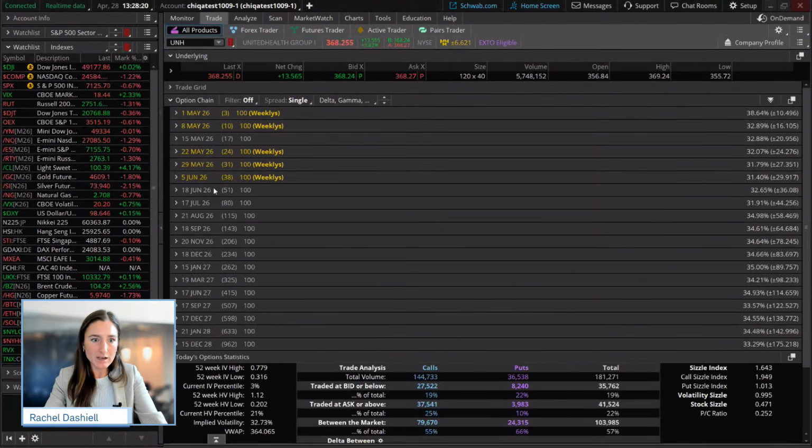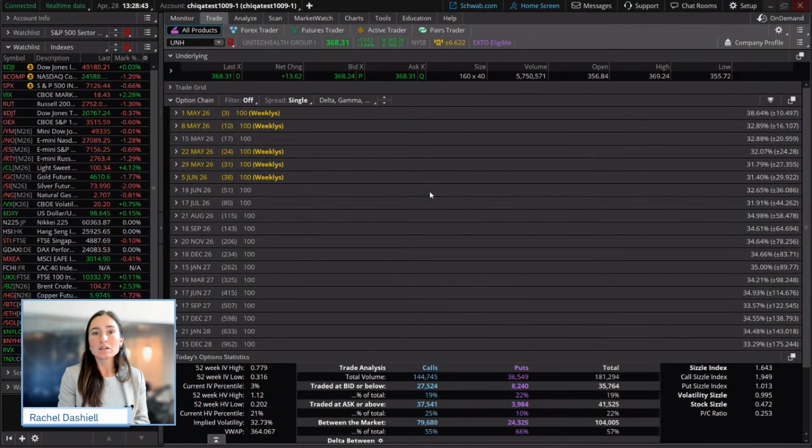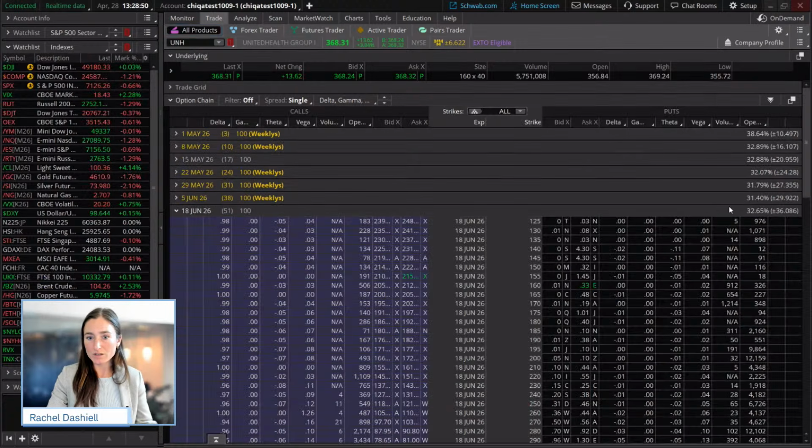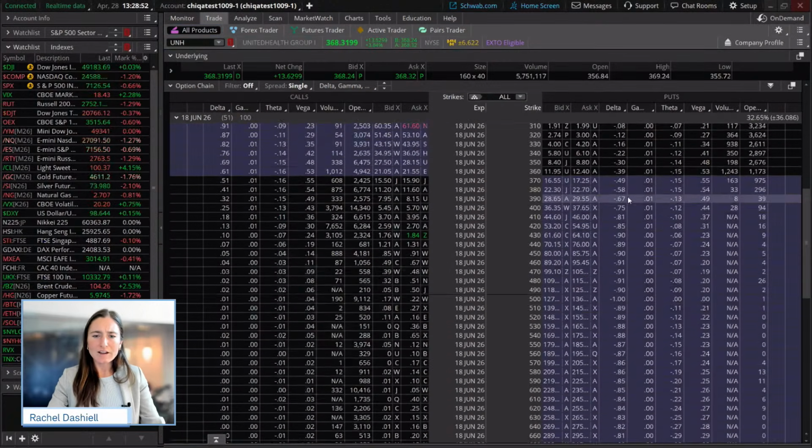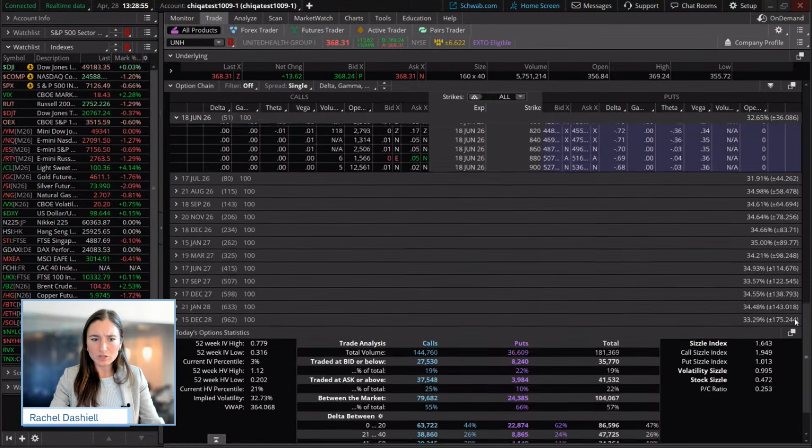We're going to go to the trade tab here on United Health. And we know that with our time decay, that time decay kicks into high gear around that 30-day mark. And so we want to make sure, even if we are holding this position for about a week or two, that we still don't see a quick shift in time decay. So we're going to look at the 18th of June 2026 here with 51 days left until expiration. And I actually want to do one more little look here and scroll down.